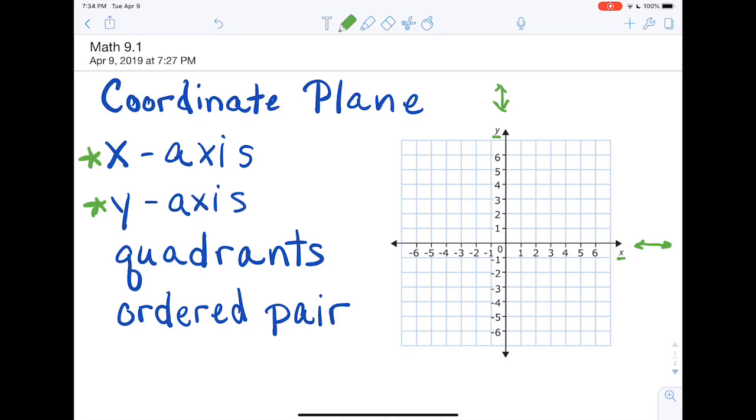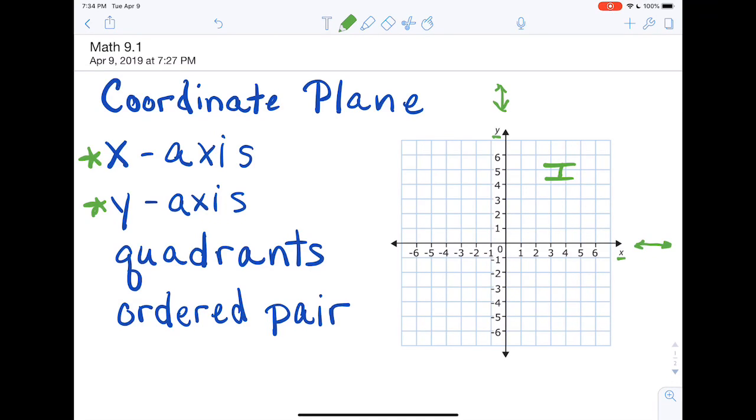Now the next thing you have is quadrants. The reason we talk about quadrants is we want a very easy way to talk about where we are on the graph. And so we start here with quadrant 1. Quadrant 1 is on the top right hand part. So this is also where you have both the y and the x being positive.